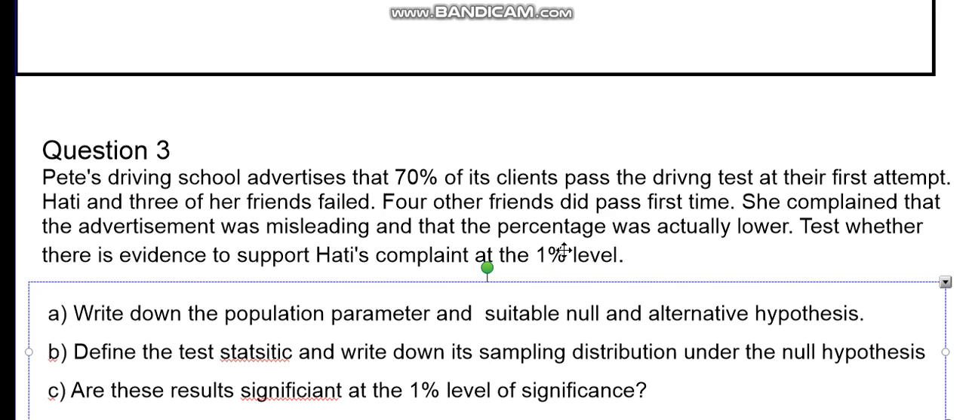Okay, so we're looking at how many people did pass first time. Well, it was 4. So we're looking at the probability that X is less than or equal to 4. And you're going to compare that value with 1%.